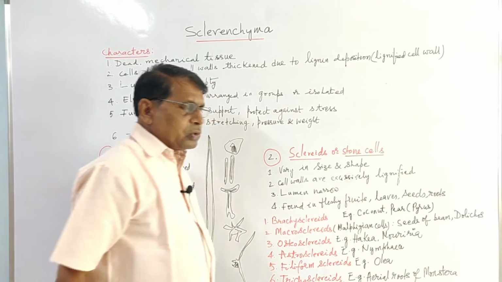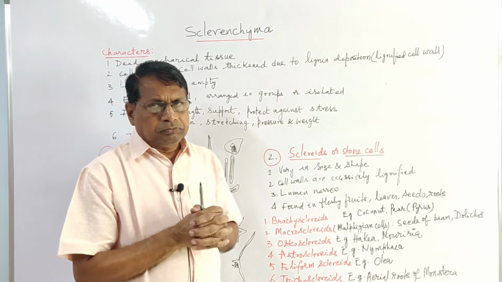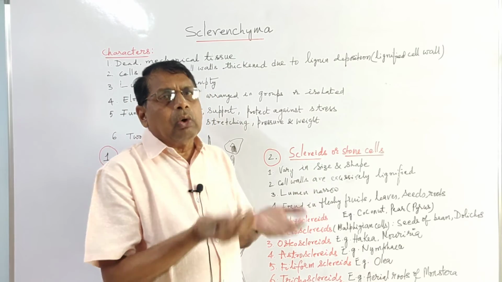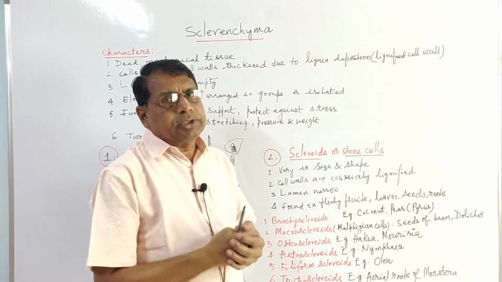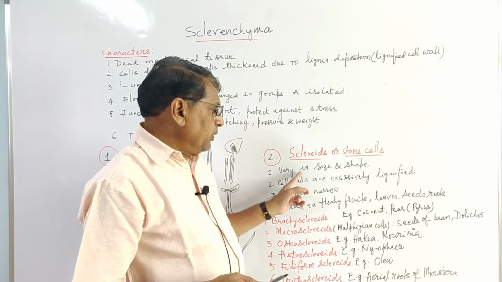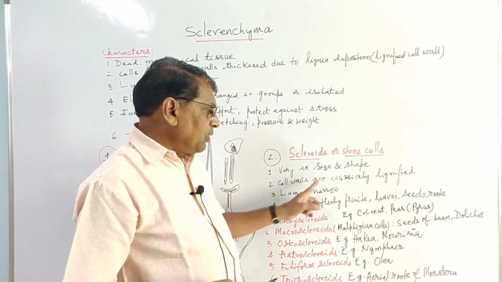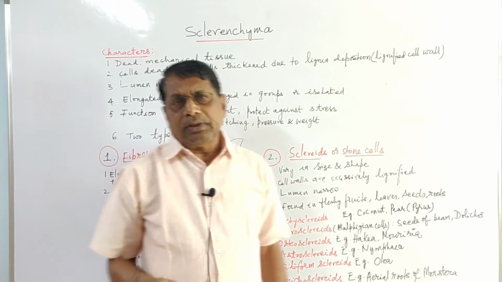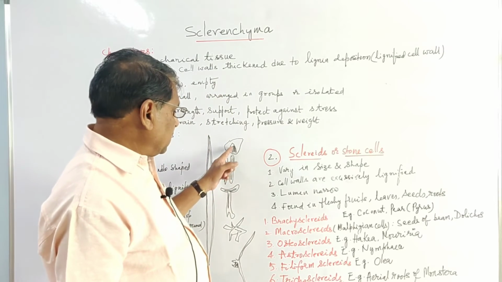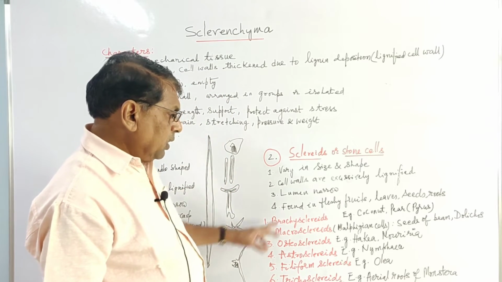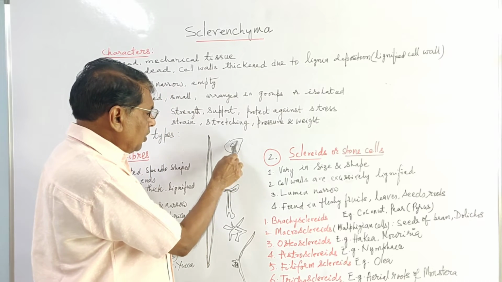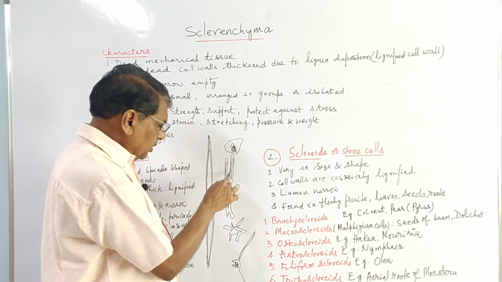Then sclerides, stone cells. Stone means very hard. These are usually not elongated. Maybe spherical, maybe in different shapes. They vary in size and shape. Cell walls are excessively lignified. More than in fibers, the cell walls will be very thick. Lumen narrow. Here, this is the lumen. This is all cell wall, lignified. This is the lumen, narrow.